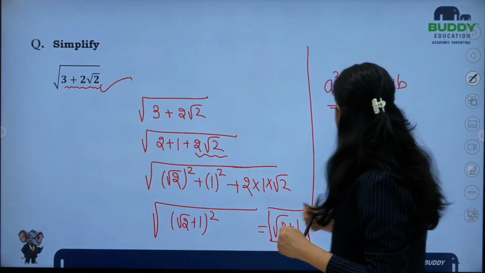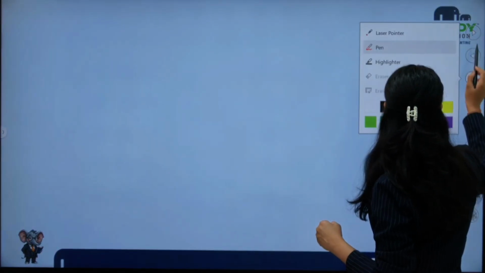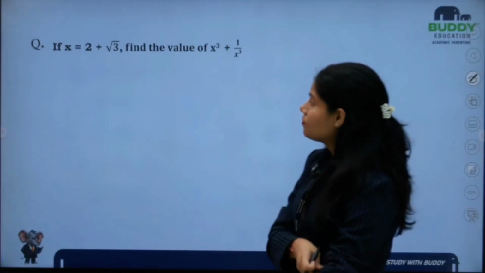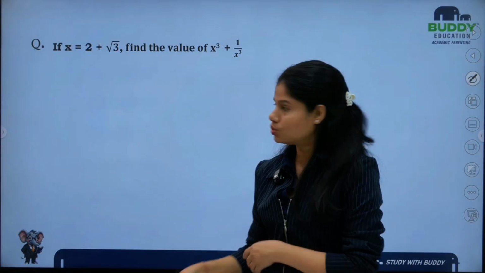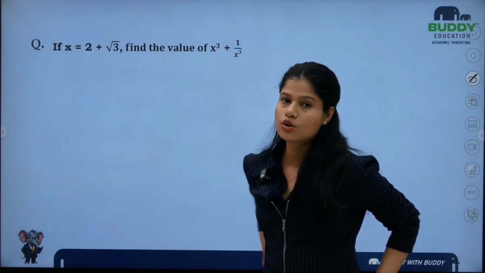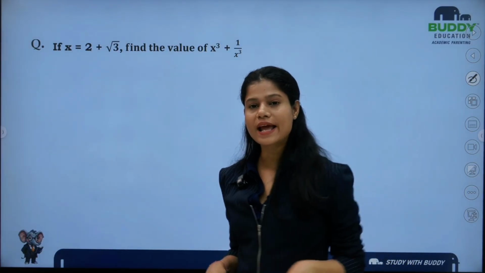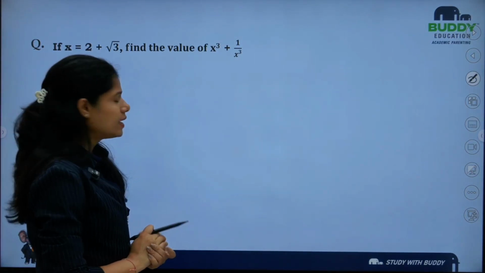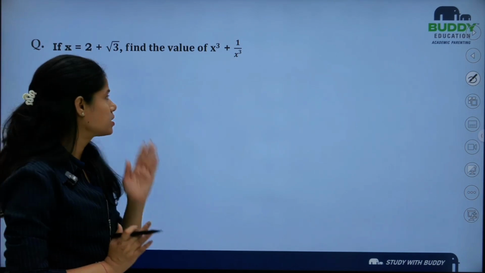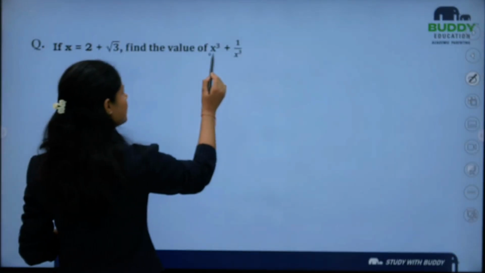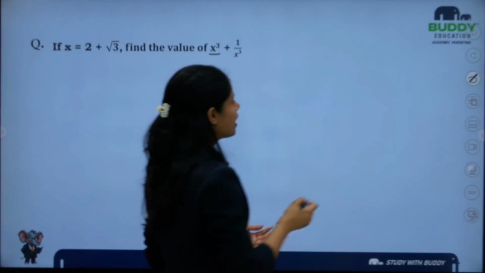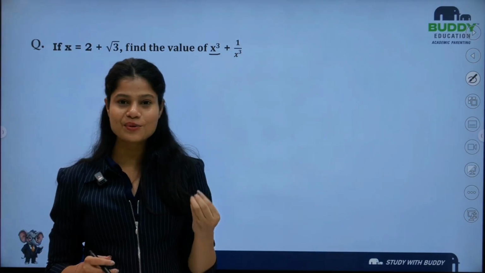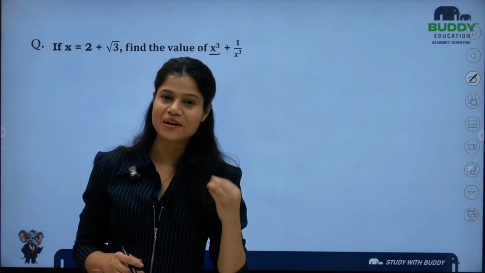All right, now let's move to the next question, and the question is this. If x is equal to 2 plus root 3, then we have to find the value of x cube plus 1 upon x cube. Whenever you have this kind of question, first you can see that we have the value of x, but we don't have the value of 1 upon x. So the first hint is clear that you have to find the value of 1 by x.